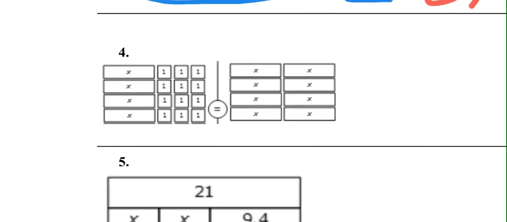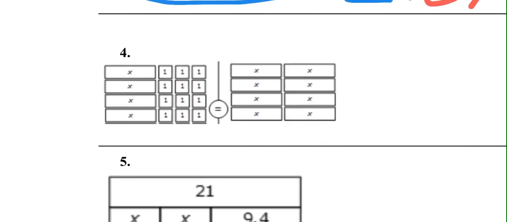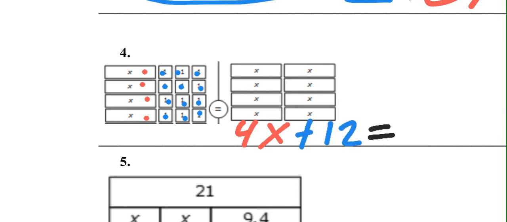Taking a look at number 4, I'm going to do the same thing that I did last time. I've got 1, 2, 3, 4 x's on the left side. So I'm going to call that 4x. And I've got 1, 2, 3, 4, 5, 6, 7, 8, 9, 10, 11, 12 ones. So I'm going to add those together, and it's going to be worth the opposite side. So that whole thing is going to be equal to whatever I've got on the right side. Well, on the right side, I've got 1, 2, 3, 4, 5, 6, 7, 8 x's. So I'm just going to call it 8x.